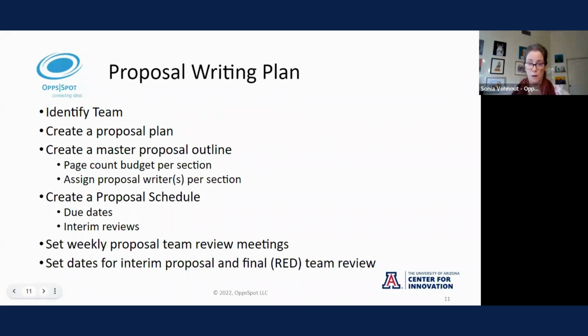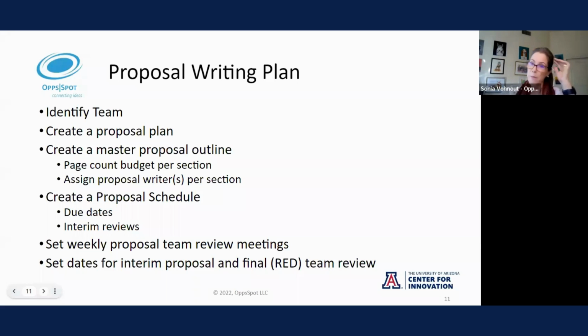All right. So as part of writing a proposal, I recommend you put together a proposal writing plan. So identify who's your team, create that proposal plan, and a master outline. Typically, an outline is going to be almost a one-to-one match with all the components and files of your application, right? Make sure that you're following the instructions and how many pages are consumed by each of these documents, and make sure you don't go over them, because then you're going to be non-compliant. Create a proposal schedule with who's doing what, when, and conduct interim reviews of your proposal drafts all the way until you have a final proposal before you submit.